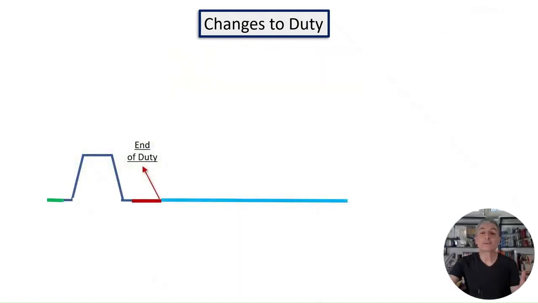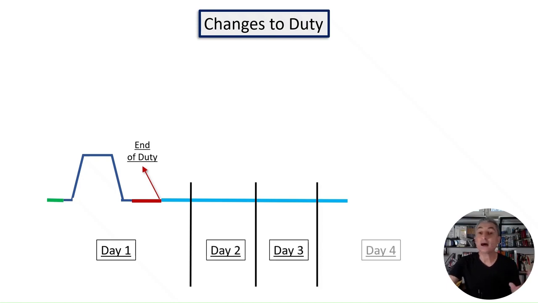So let's see some practical examples of how these rules of change to duty apply. So we have this situation, a series of flights, end of duty, and then some rest time. So this is day 1, day 2 and day 3 are off, and day 4 we have another flight with the report for duty.